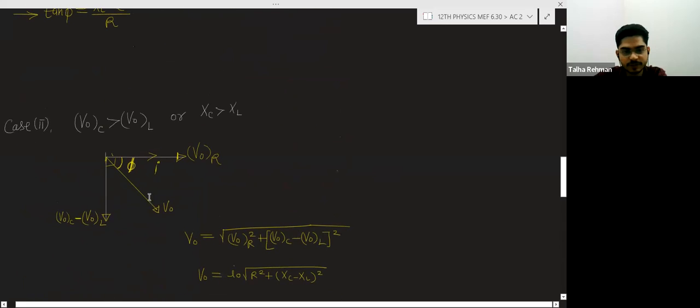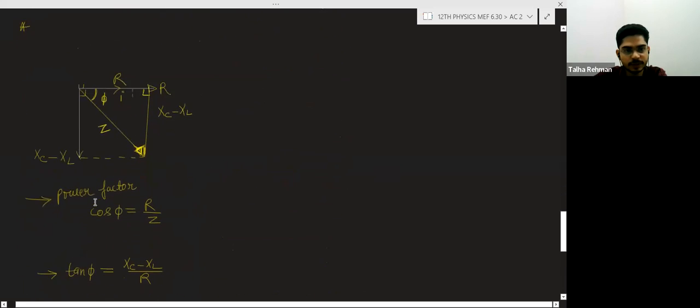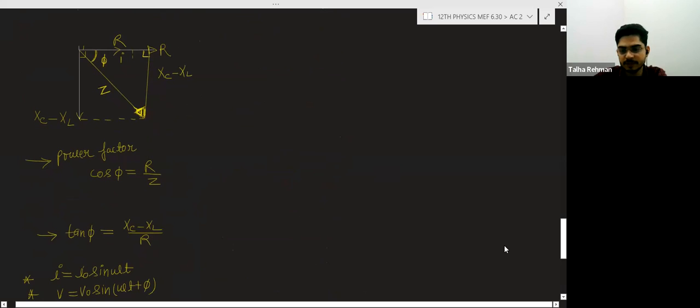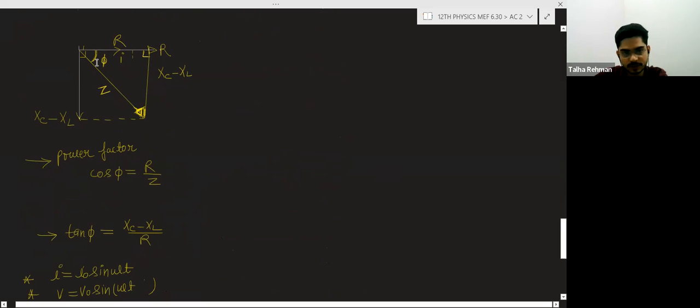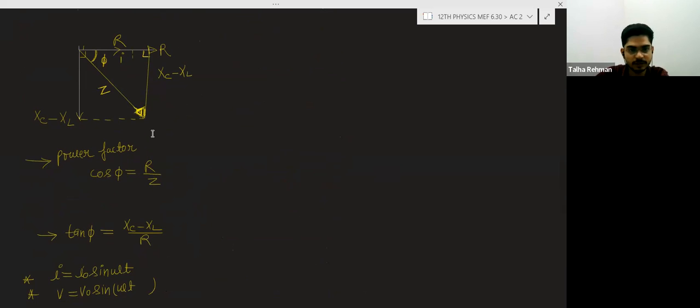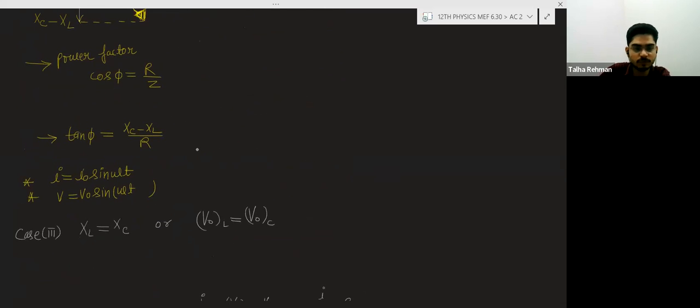So basically, this is a phasor diagram for voltage, and this is a phasor diagram for the impedance. And here, this will not be phi, it will be minus phi, because see here the voltage is lagging the current, so the phase of the voltage will be less, minus phi.